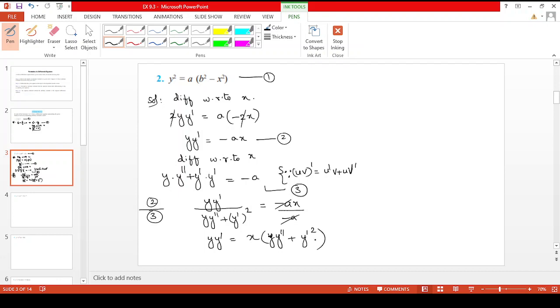So this is the required differential equation, we can say. Or moreover, if you want, we can write y dash to the right hand side. That would be the final differential equation. x y double dash plus x y dash square minus y dash equal to 0 is the required differential equation.